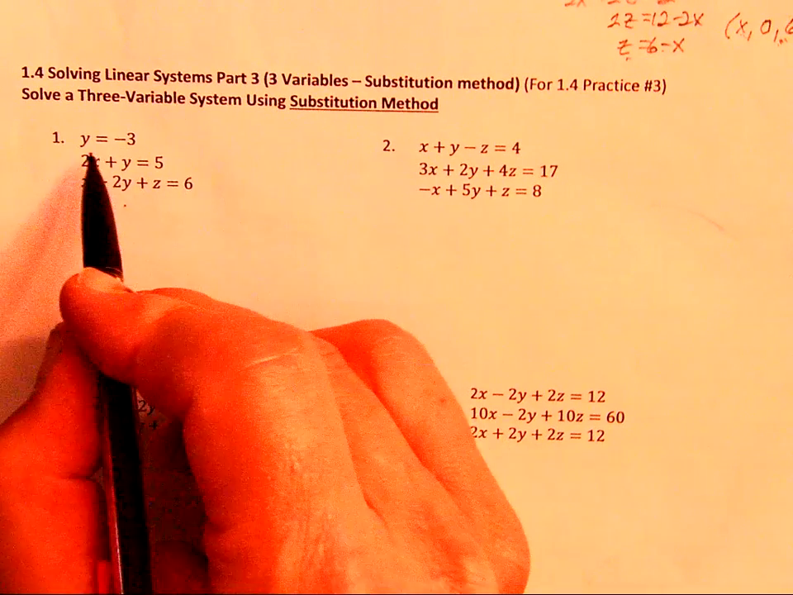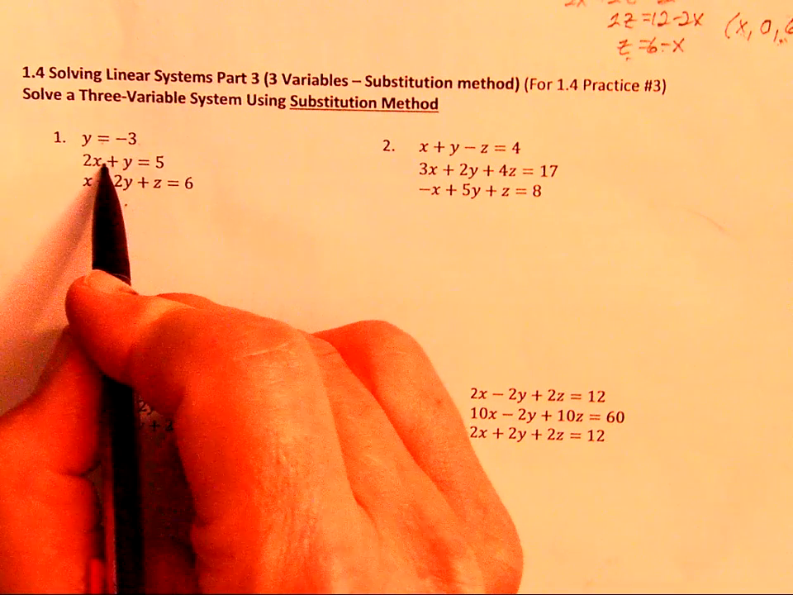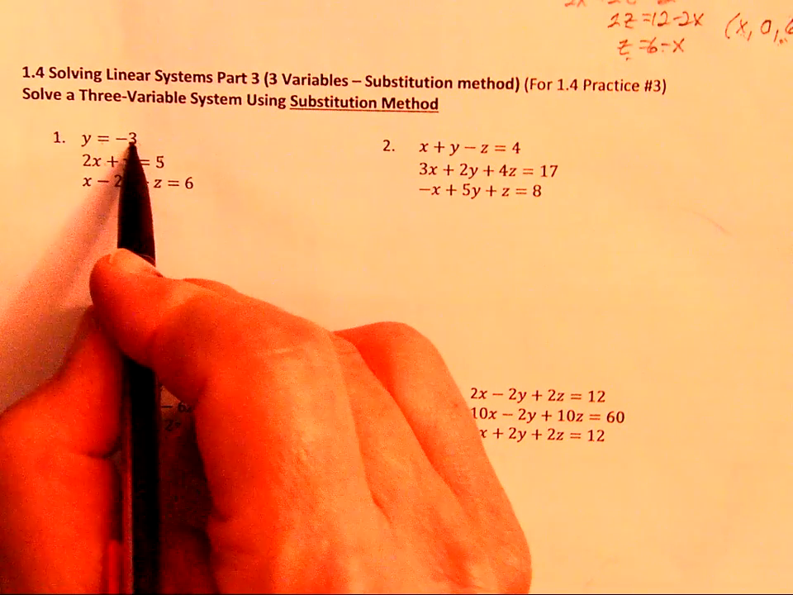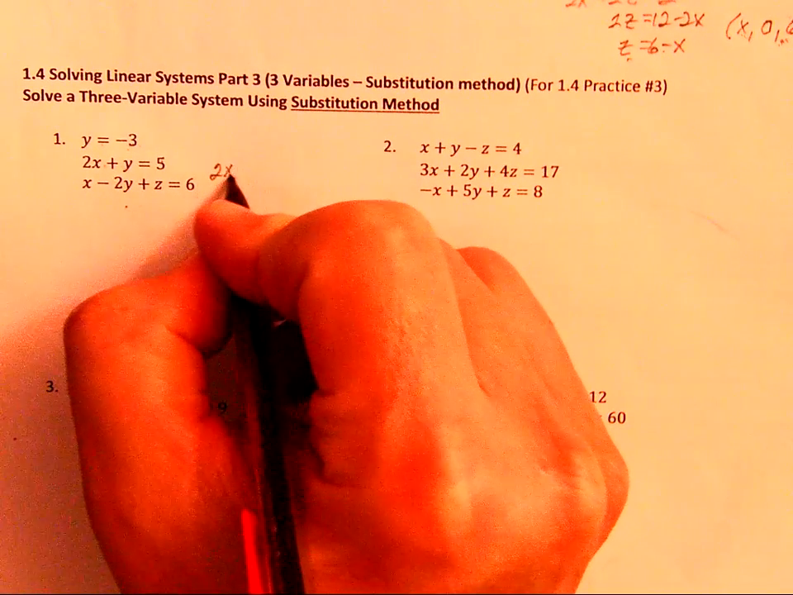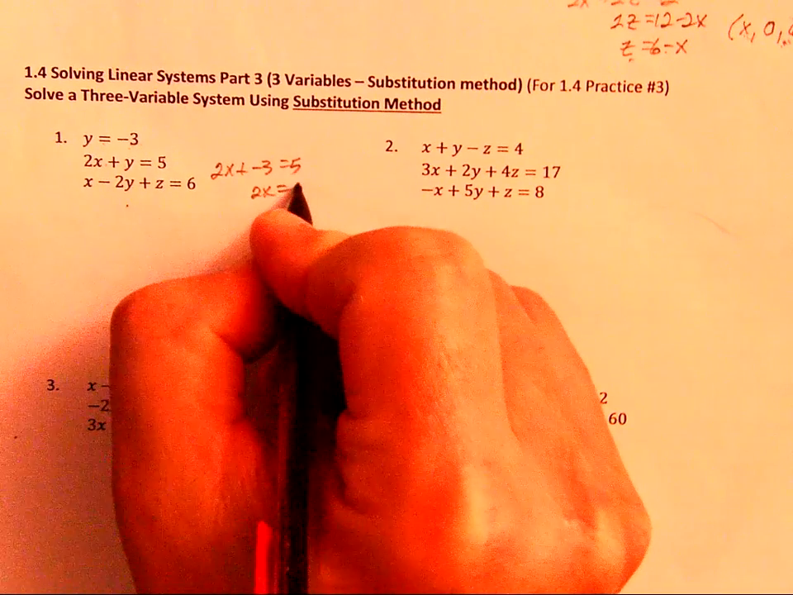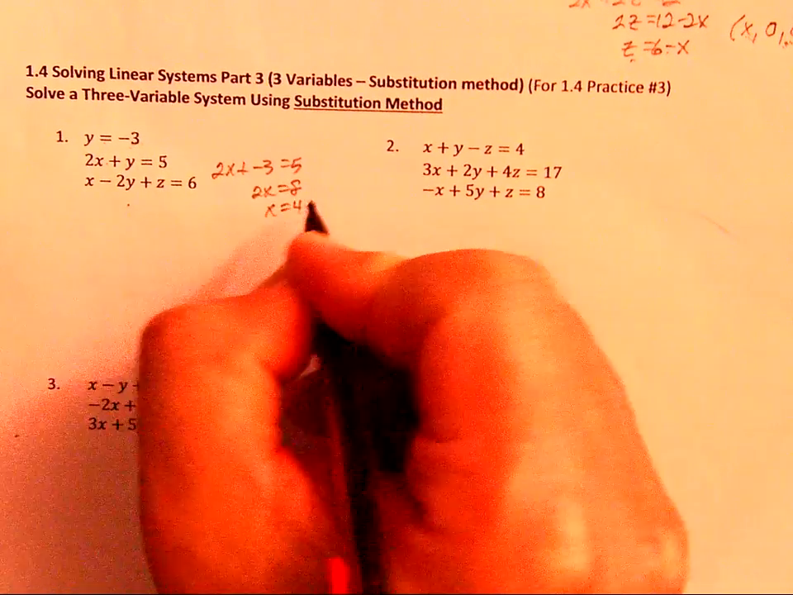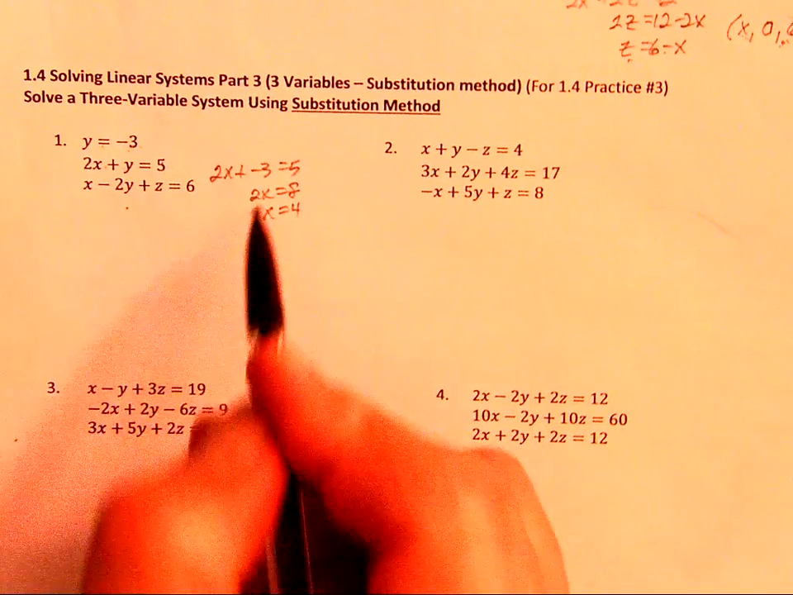Because like right here, if you have y equals -3, and here we have an equation with x and y and no z, so what we want to do is just take -3 and plug it in here for y. So if you plug it in there, we have 2x plus a -3 equals 5. So 2x equals 8, x equals 4. So we're already 2/3 of the way done because we know y, we know x.